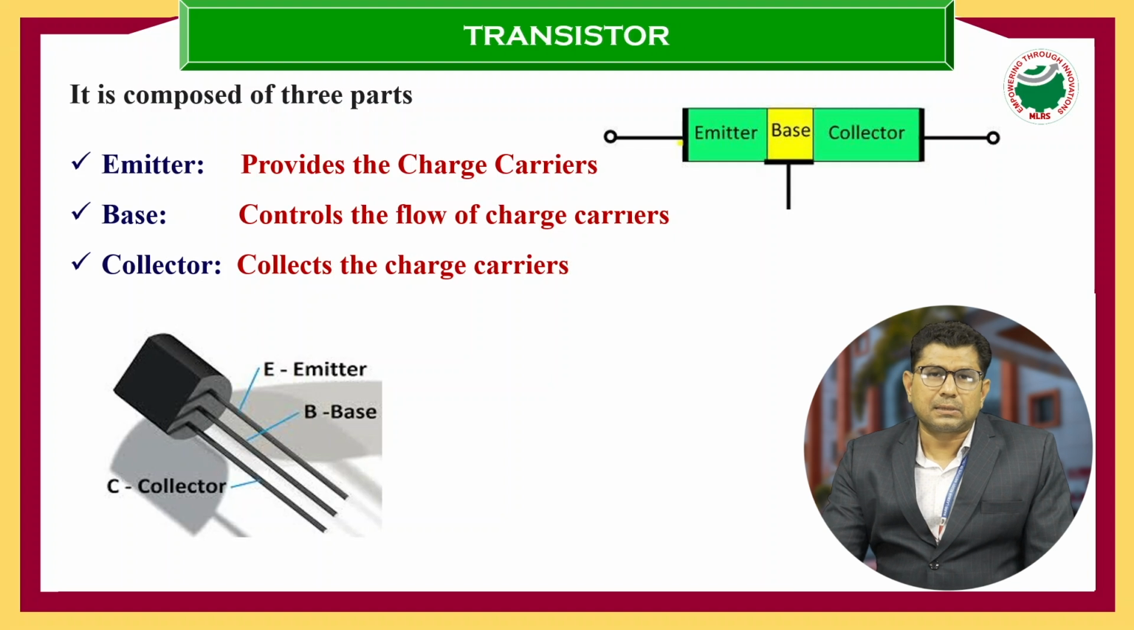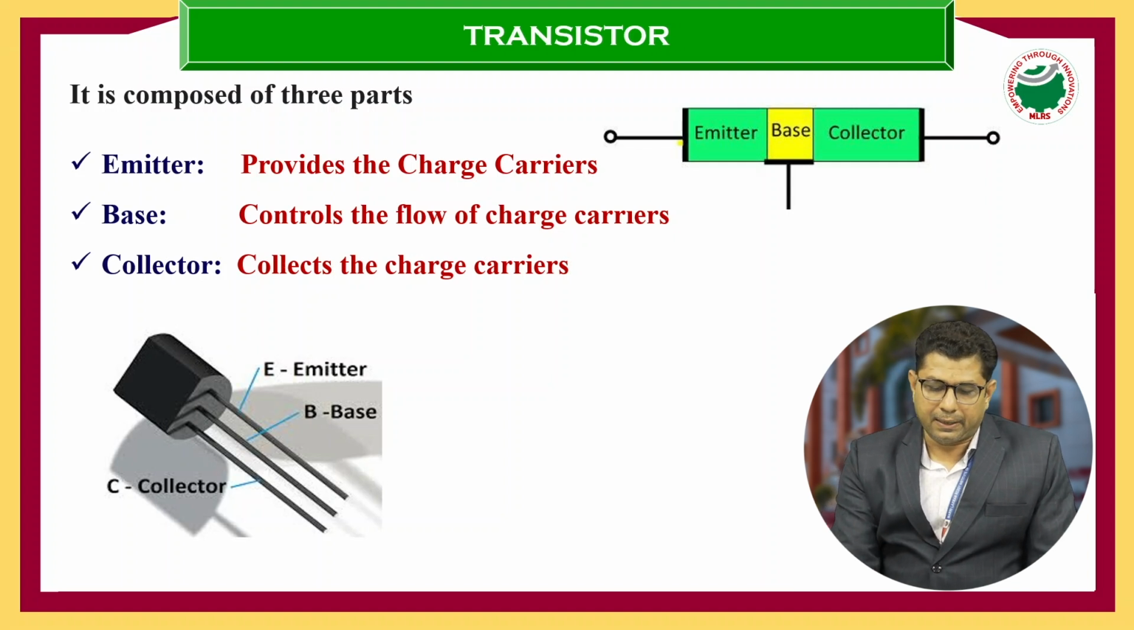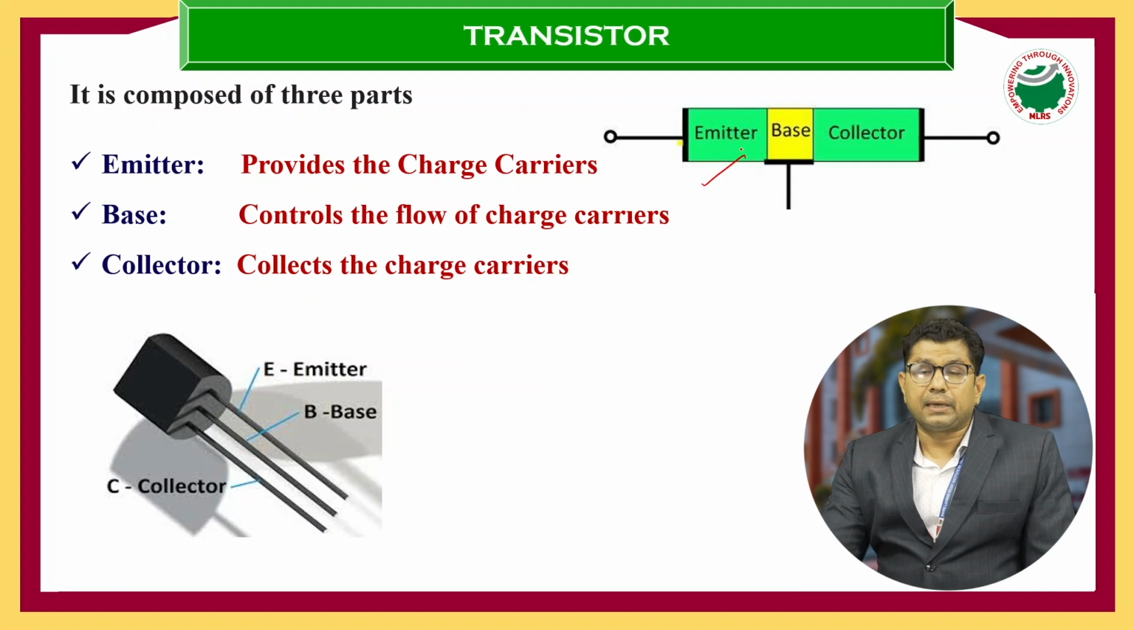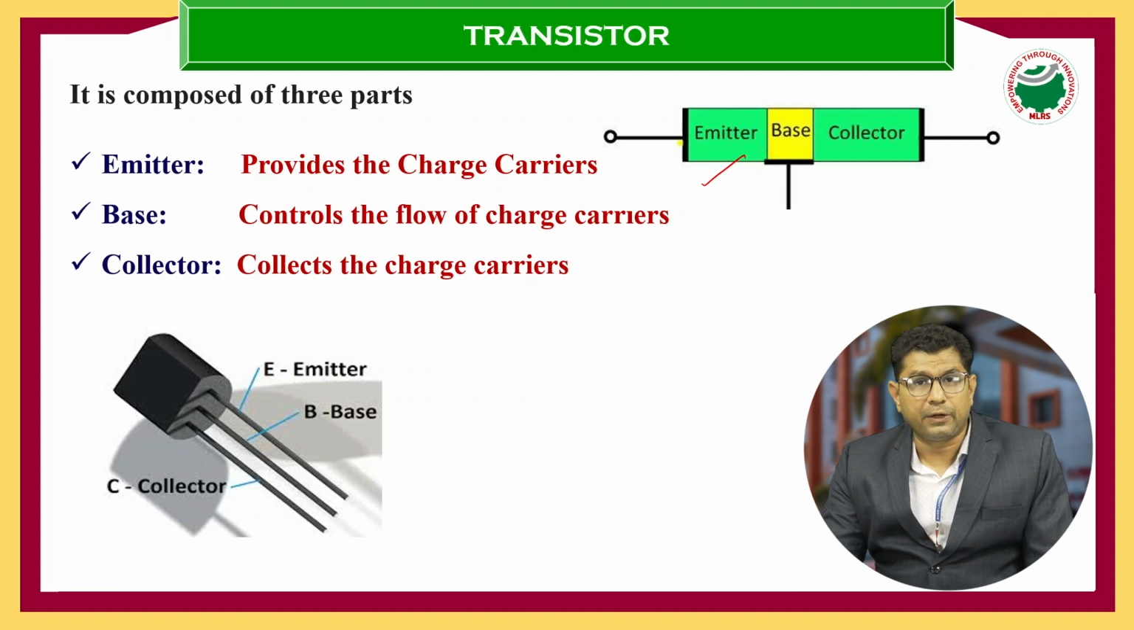Basically, the transistor consists of three parts. The first one is the emitter. When we consider doping, the emitter is heavily doped so that it provides majority charge carriers. The middle section of the transistor is called the base. The base is lightly doped, and from an area point of view, the base is very thin.